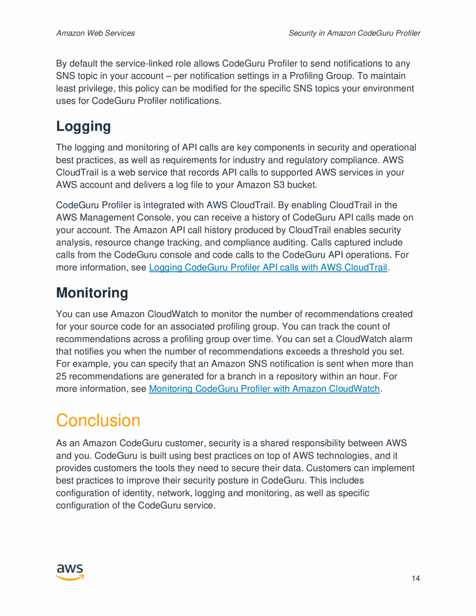Monitoring. You can use Amazon CloudWatch to monitor the number of recommendations created for your source code for an associated profiling group. You can track the count of recommendations across a profiling group over time. You can set a CloudWatch alarm that notifies you when the number of recommendations exceeds a threshold you set. For example, you can specify that an Amazon SNS notification is sent when more than 25 recommendations are generated for a branch in a repository within an hour. For more information, see Monitoring CodeGuru Profiler with Amazon CloudWatch.